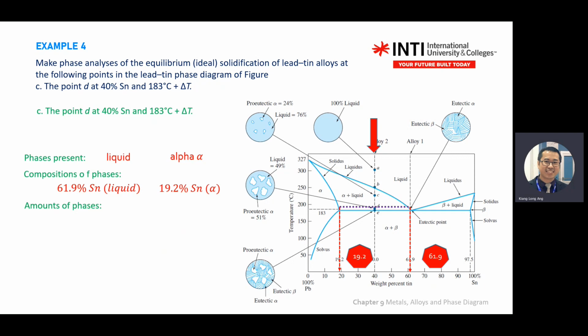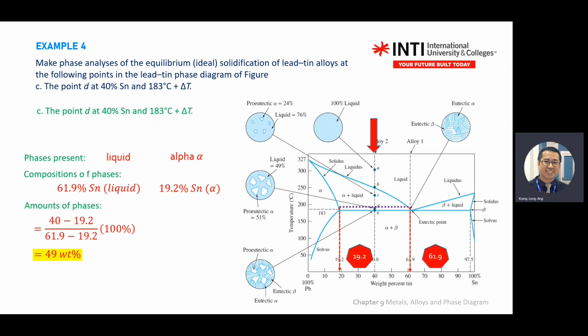So liquid is here. Find the opposite one. Liquid is here. Find the opposite one. Here to here. How many? 40 minus 19. Then total length, here to here. Okay. How many percent? 40 minus 19.2 is 21.8. Divide by how many? Times 100. You get the amount of phases, right?